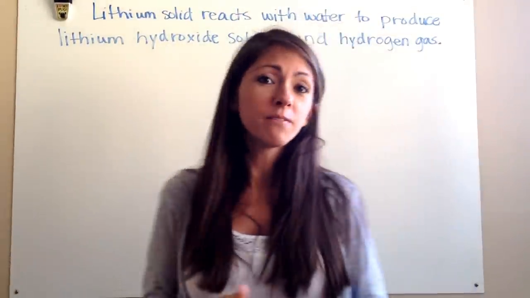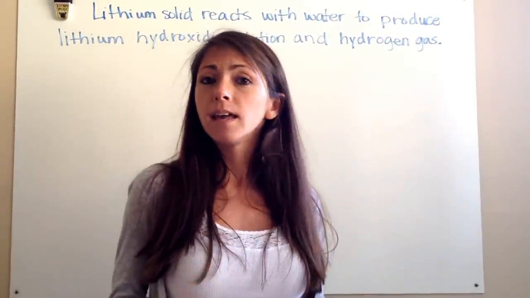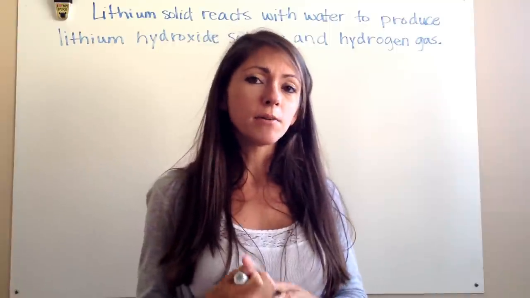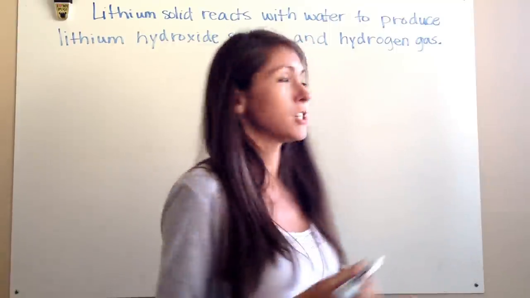Okay, so the very first thing we're going to do is take this chemical reaction and describe it. Describing the chemical reaction is the first step to really understanding what you're doing. So let's take this descriptive sentence of a chemical reaction and put it in a chemical equation.